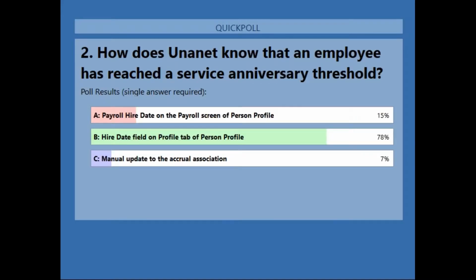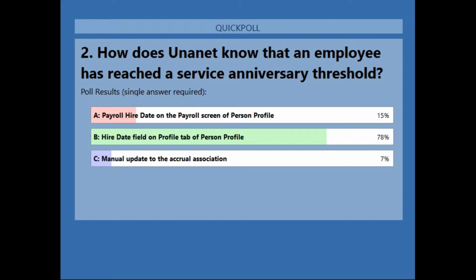Okay, so y'all did a really great job here. It's a lot of really great thoughts about how we identify what your anniversary date is. The system does officially look at the hire date, letter B, the hire date field on the person's profile tab to determine the months of service. We do have a payroll hire date field that you can add in if you're using the payroll screen in the person profile. That is not the field that we're using for accruals, however.